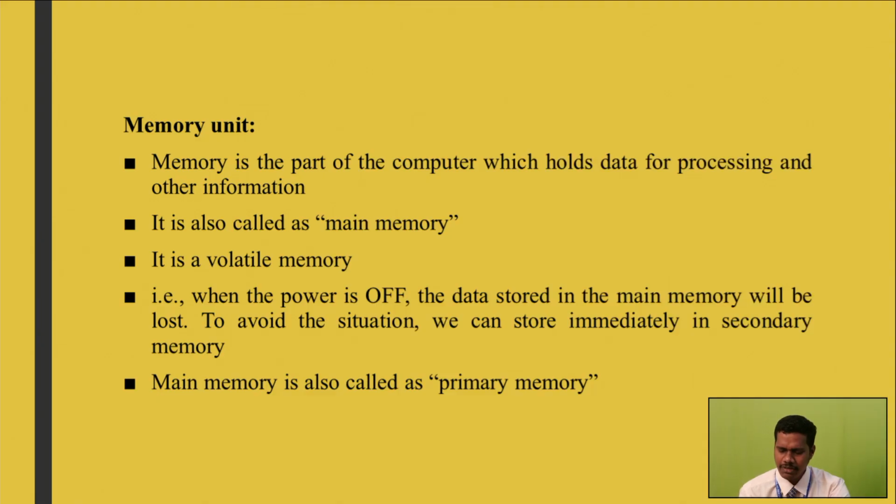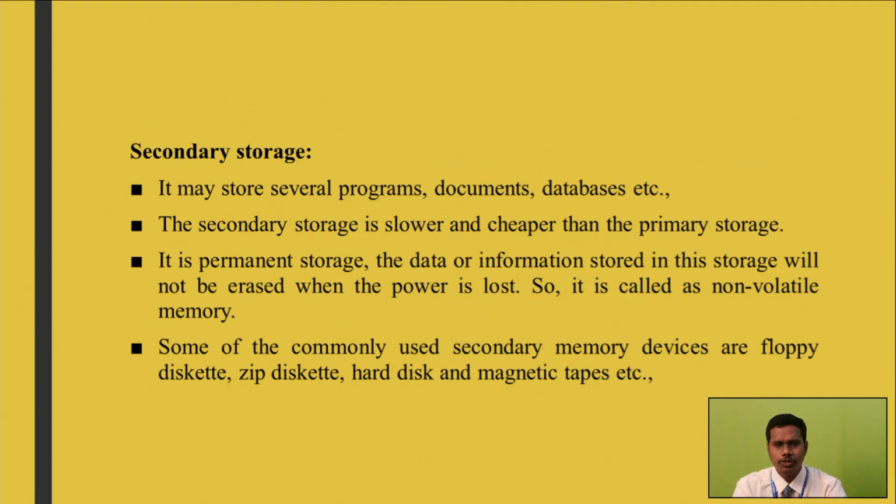Second one is secondary memory. Secondary memory stores the maximum amount of data, which means the memory capacity of the secondary storage is high, and it is a non-volatile memory, which means once the power is lost, the data will not be erased. It will be kept inside the memory. It is higher in memory size, and it works slower when compared to the primary memory, and the processing speed is slow.